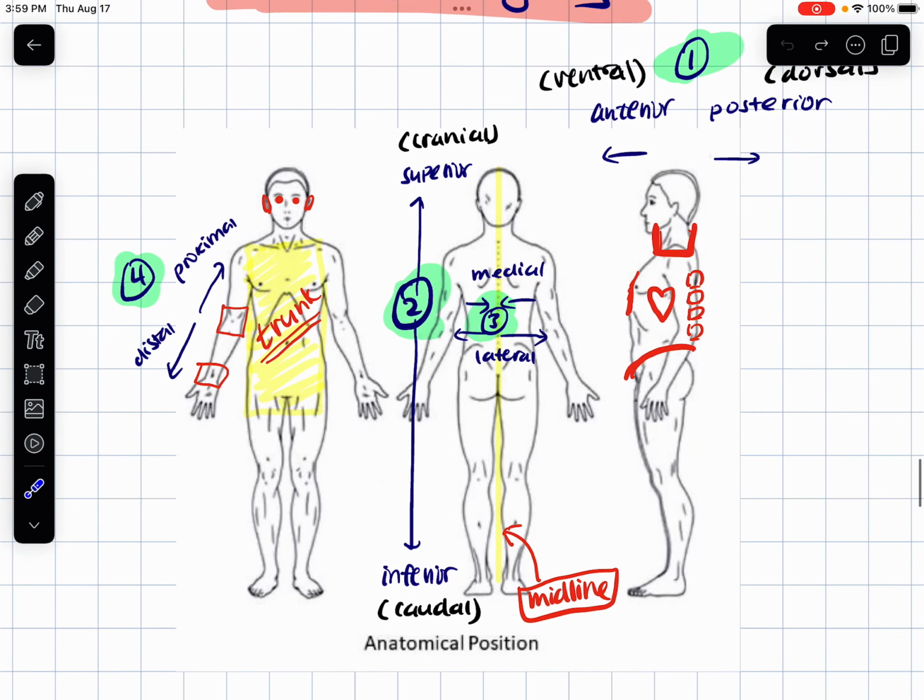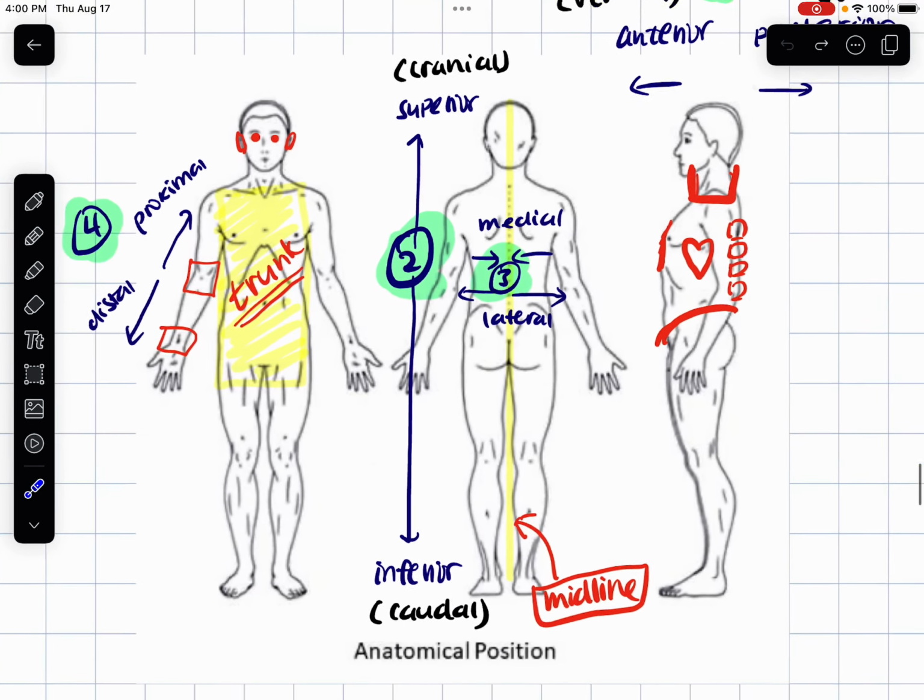And secondly, we have superior and inferior. If something is on top of you, you say it's superior. For instance, the neck is on top of the heart, so you say the neck is superior to the heart. And another word for superior is cranial. And if something is below you, you say it's inferior. For instance, the diaphragm is below the heart. Therefore, the diaphragm is inferior to the heart. And another name for inferior is caudal.